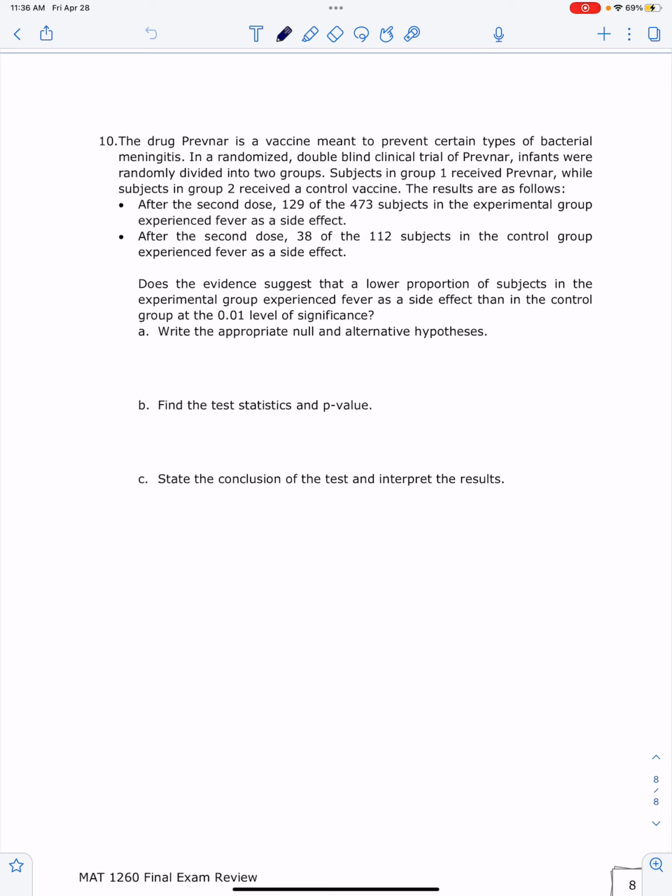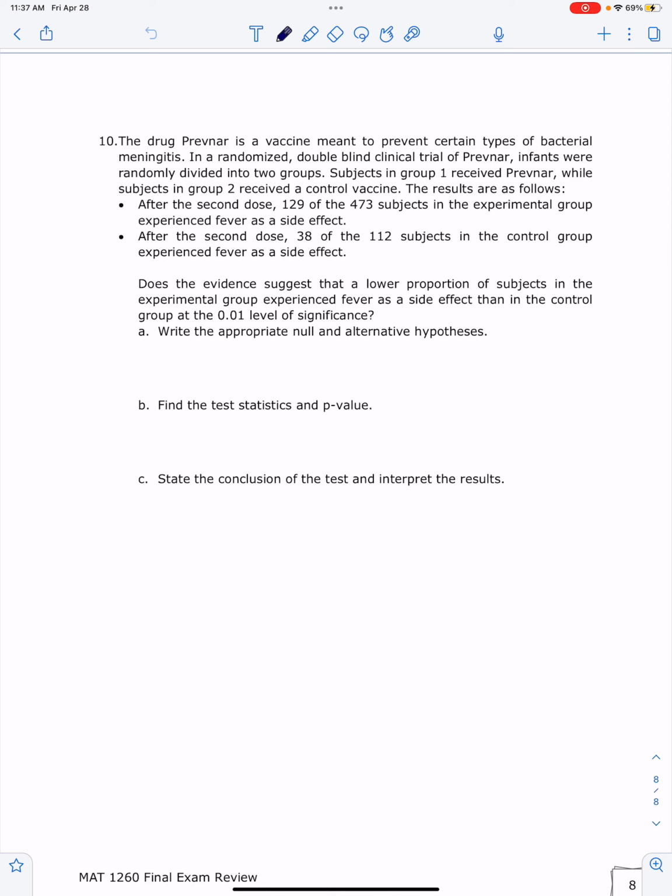The drug Prenver is a vaccine meant to prevent certain types of bacterial meningitis. In a randomized, double-blind clinical trial of that drug, infants were randomly divided into two groups. Subjects in Group 1 received Prenver, while subjects in Group 2 received a control vaccine.